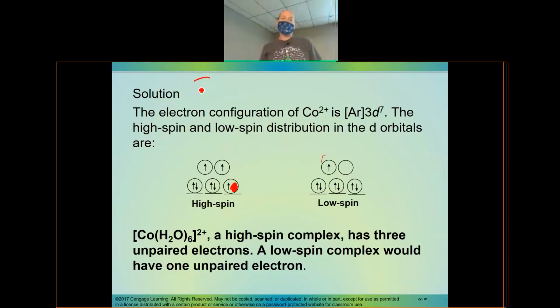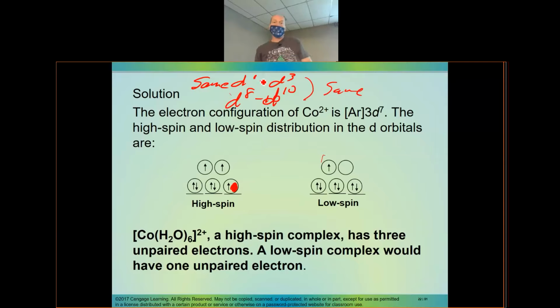if you have d1 through d3. You put in 1 electron the same, 2 electrons the same. The first 3 electrons are put in exactly the same, no matter whether it's high spin or low spin. Once you get past 7, 7's different, but if you had d8, 9, or 10, it also would be the same. Actually, you can put a 0 there. If you had no electrons in there, they would be the same. They'd both be empty. 1 would have 1 in the first one, 2 would have 1 in the first 2, 3 would have 1 in the first 3. Then 4 would be different, and 5, 6, and 7 would be different.